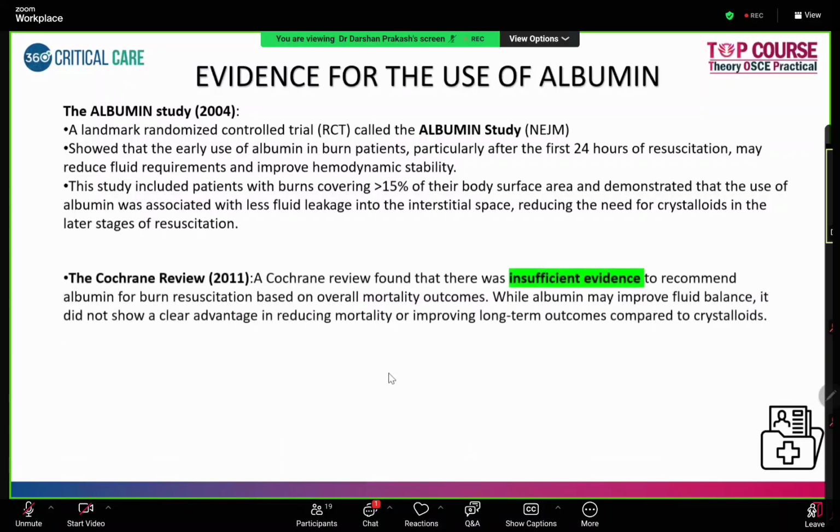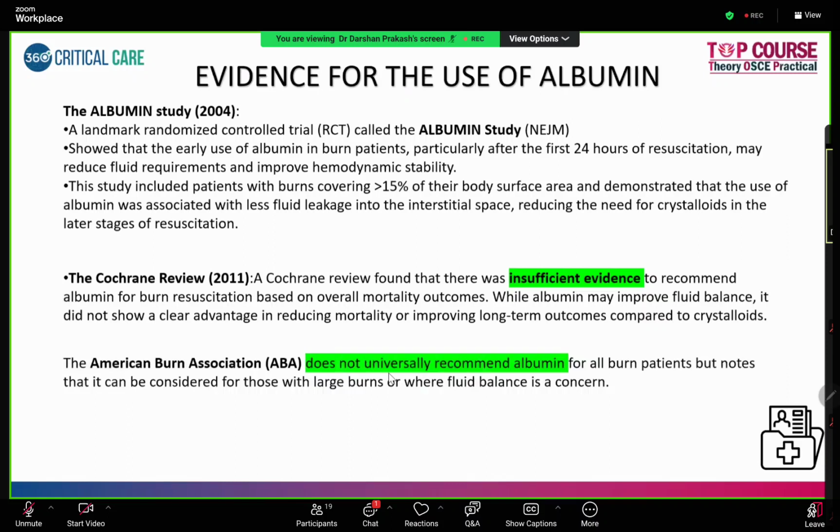Okay. But later on, multiple trials have been seen. The Cochrane review in 2001 said that there was insufficient evidence to use albumin as a routine fluid therapy in management of burns. So one thing they saw was mortality outcomes, so that definitely cannot be used as a yardstick for every outcome. So still, guidelines for the use of albumin are not present. American Burn Association does not recommend the universal use of albumin in patients with burn injury.